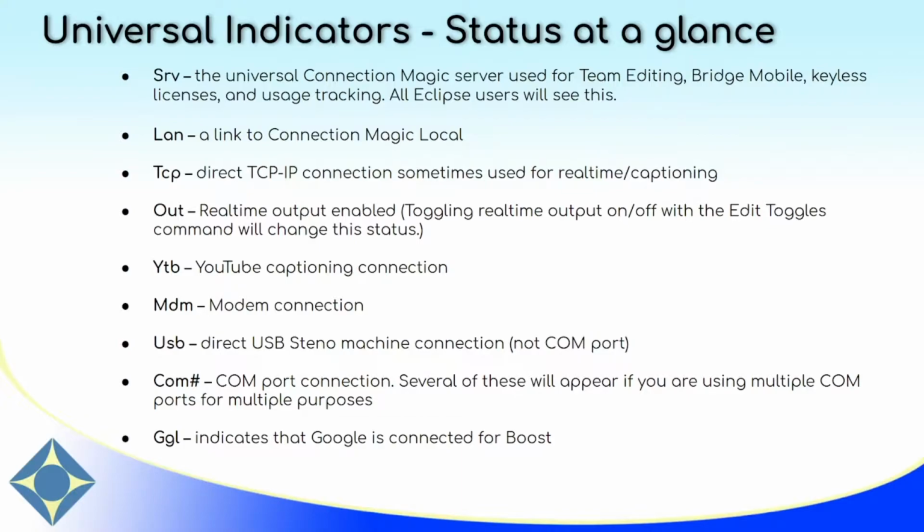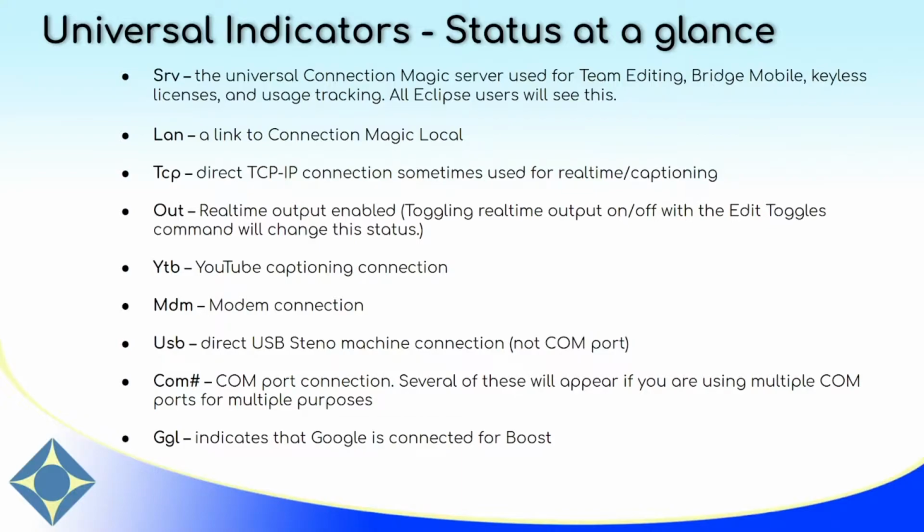The first is SRV. This will provide you the same information that you get in the info bar, the status bar, or the view connections box, with the SRV connection indication there. This simply indicates that you're connected to the Connection Magic server. This could be for any reason, whether it's for Bridge Mobile, team editing, or keyless license authorization. The next is LAN. This indicates that Connection Magic Local has been started by Eclipse version 10 automatically and is available for you and your clients to use.